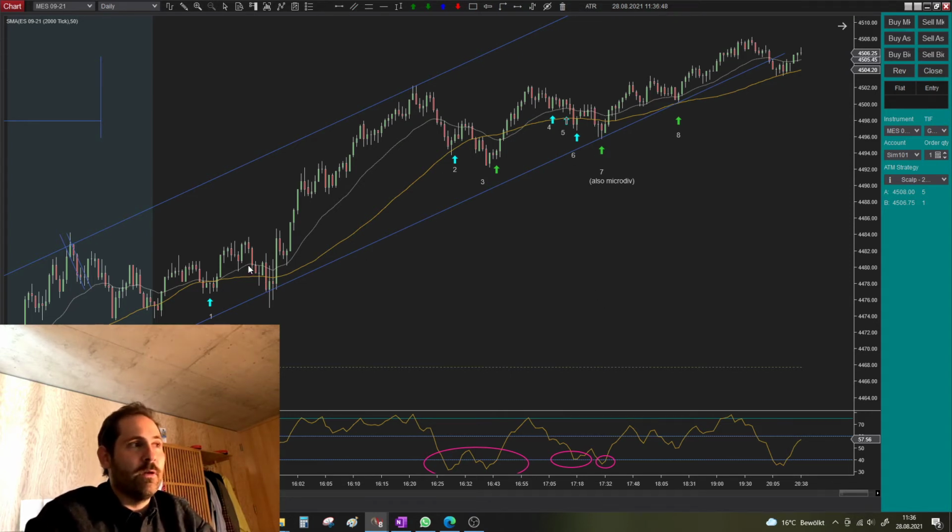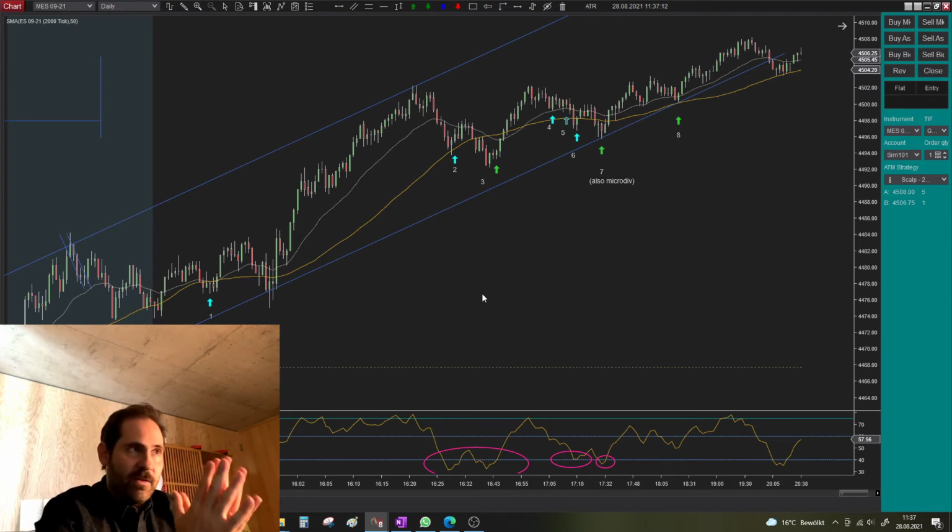Also the location of the EMA, the shorter period moving average, relative to the longer one. If the shorter period moving average is above the longer one, then it's also much more likely to be in an uptrend. And the rule is: do not short as long as this line is above this line.